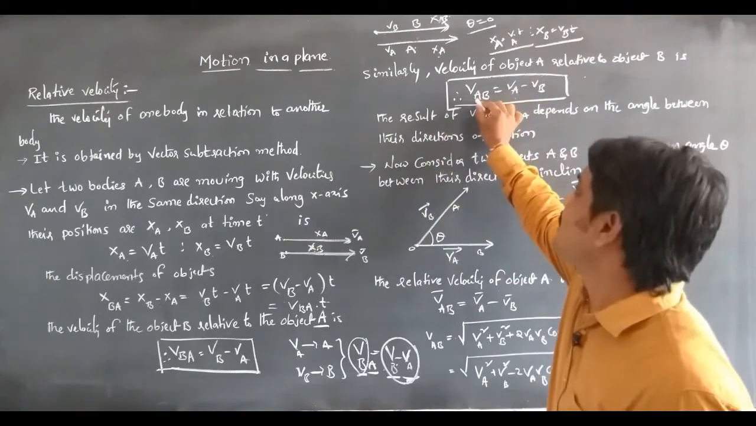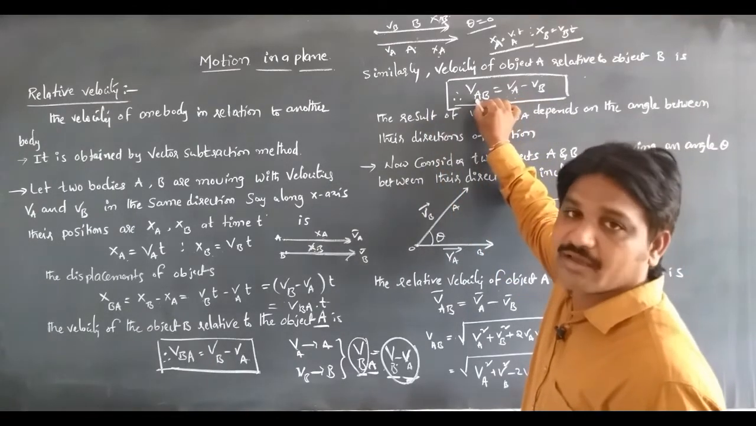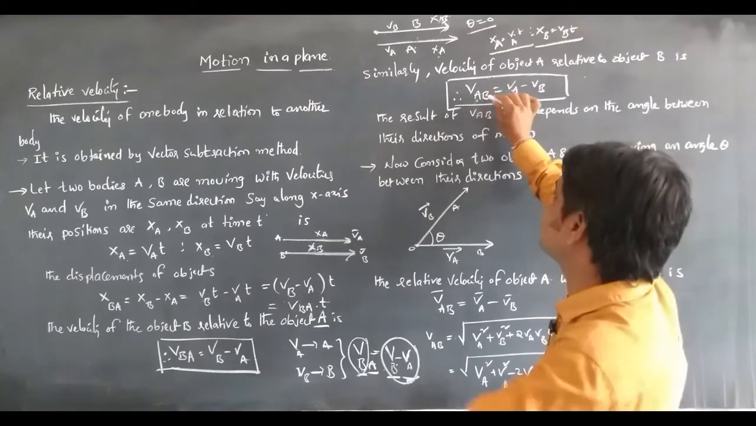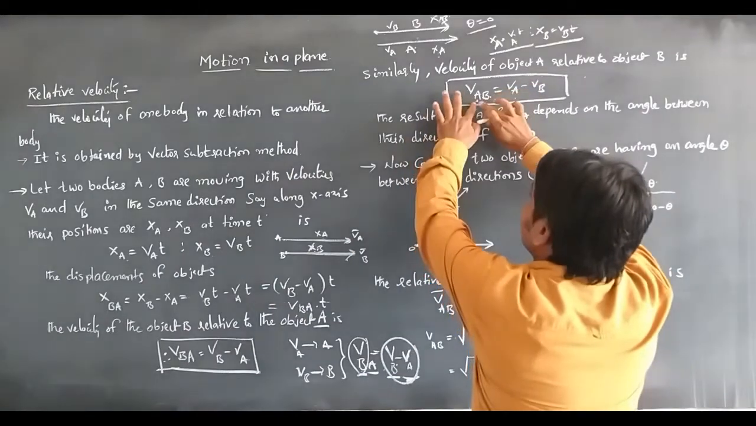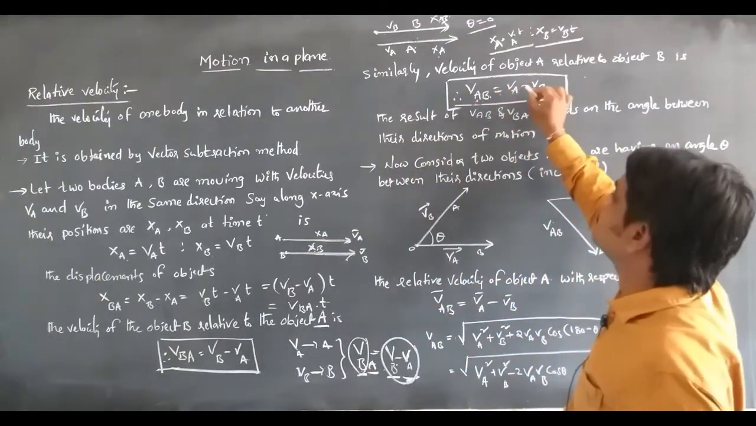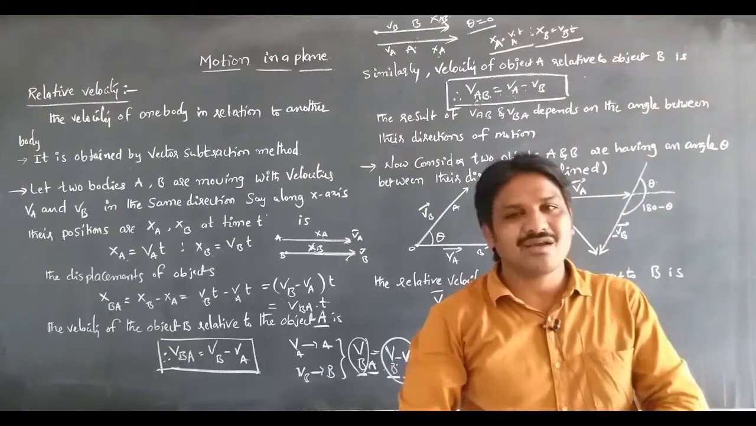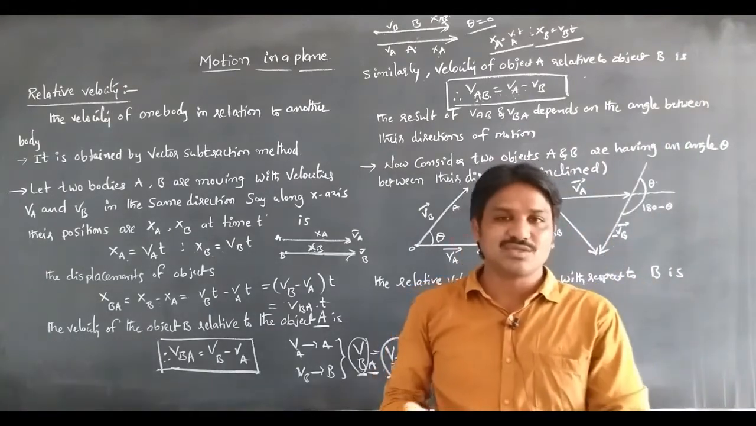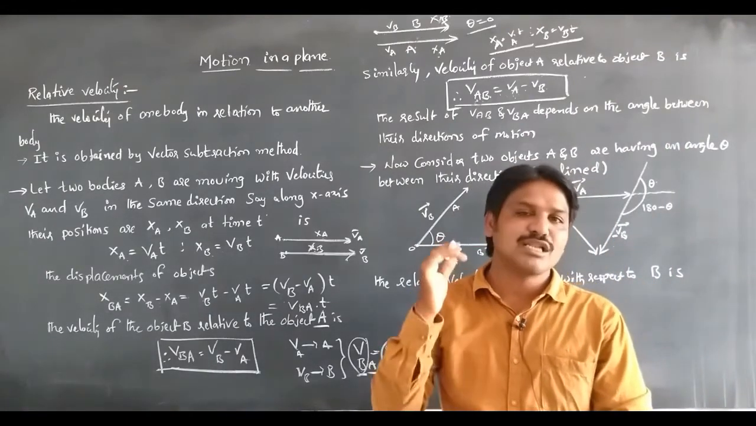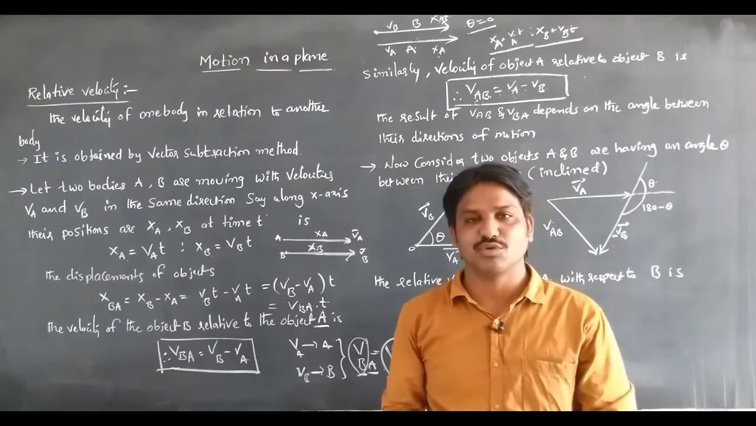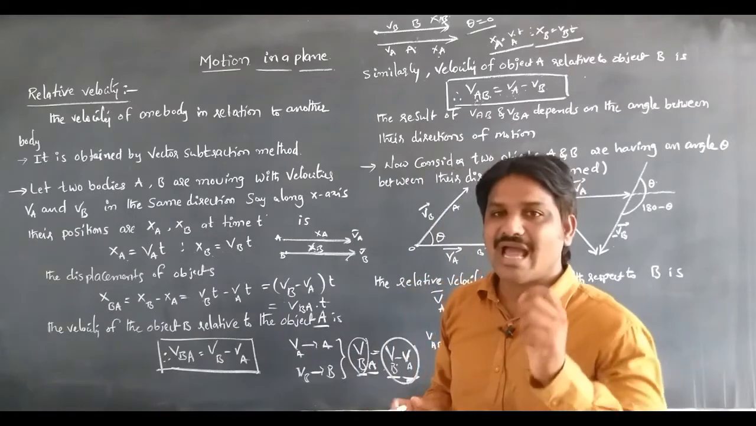Here we are going to find the velocity of A with respect to B. The relative velocity in this case, the velocity of A with respect to B, is equal to VA minus VB. The result of VAB or VBA depends on the angle between the directions of motion from the origin. Whenever the two bodies are in motion, it depends on the angle between them.